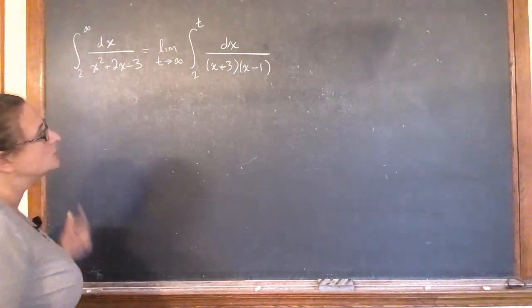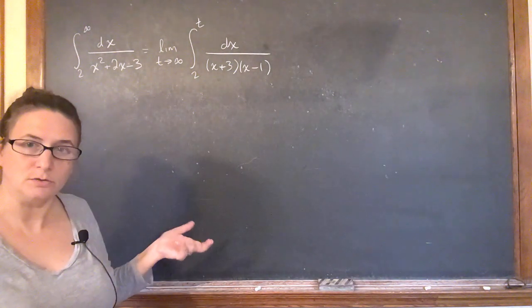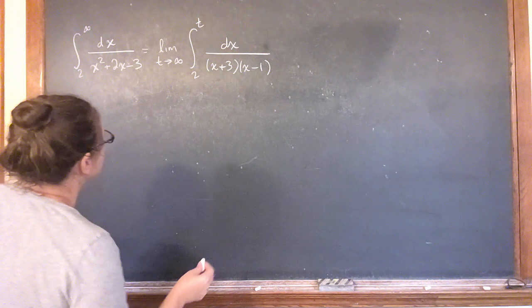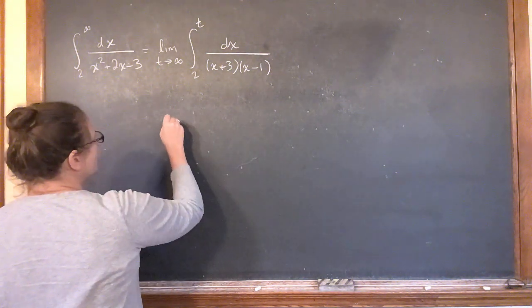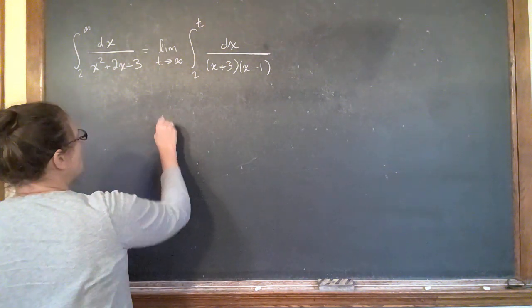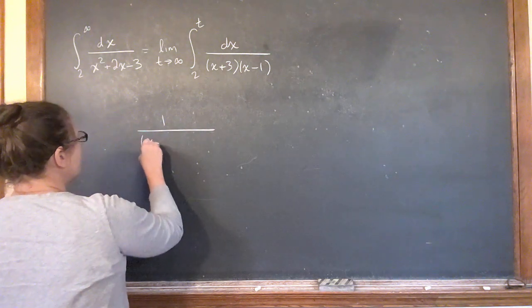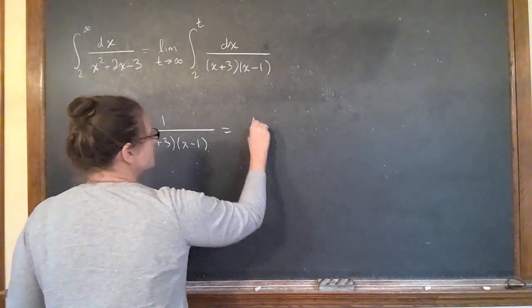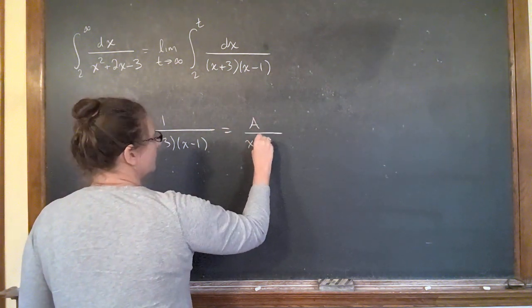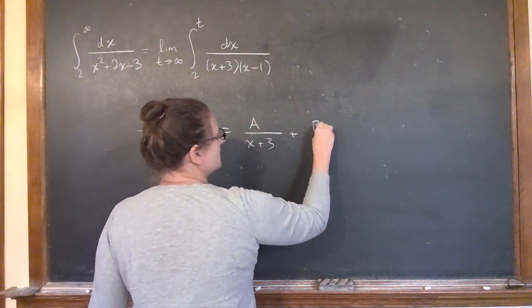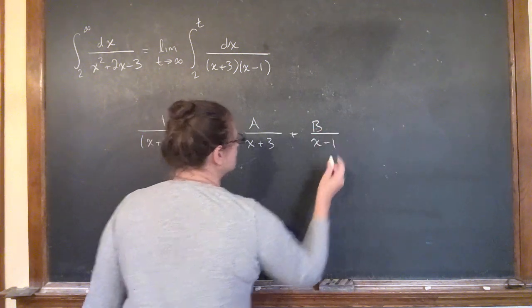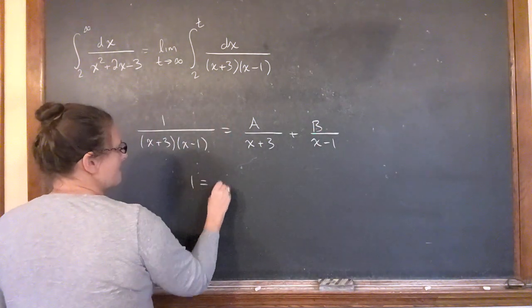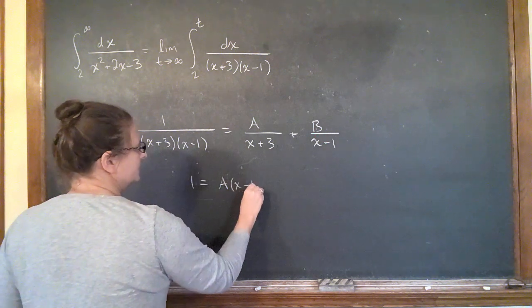Okay, so now I have to do partial fractions, right? So I have to do a little more work on this one. But this is an easy enough partial fractions, because I've got 1 over x plus 3, x minus 1. So it's going to be a over x plus 3 plus b over x minus 1. So when I put this all together, I'm going to get this.